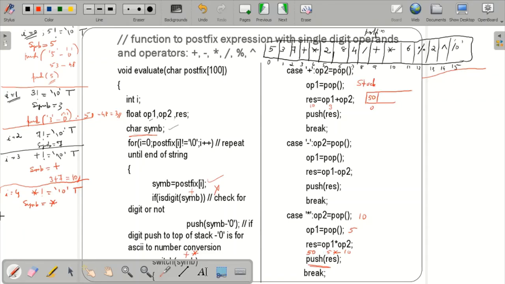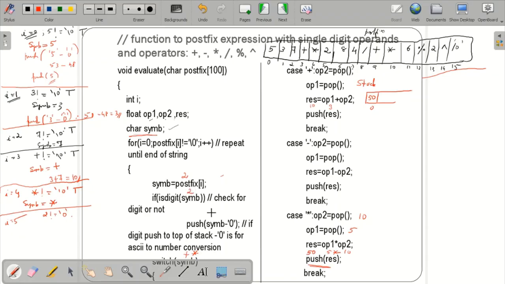I got incremented. Now I is equal to 5. When I is equal to 5, what is this? It is 2. Obviously 2 is not equal to null character. Sim will be having 2. If isdigit 2, yes, it is true.